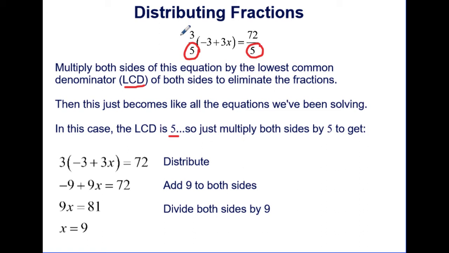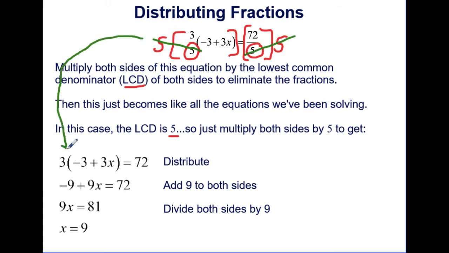So we're going to multiply both sides of the equation by 5. What this does is eliminate or undo the dividing by 5 in the denominator, leaving us with our new equation down here, 3 times the quantity -3 plus 3x equals 72. We then solve this multi-step equation like normal.